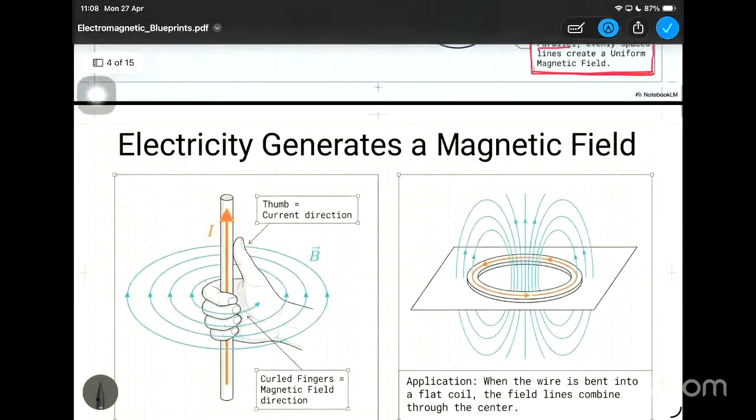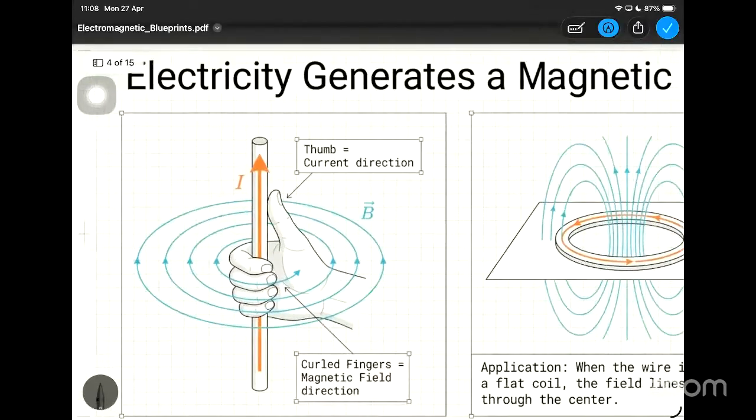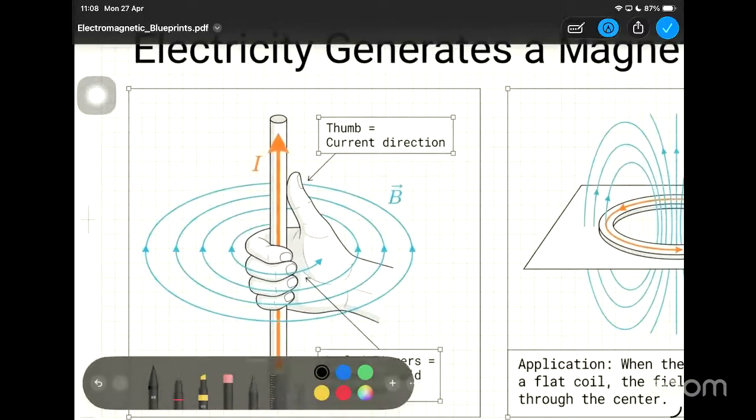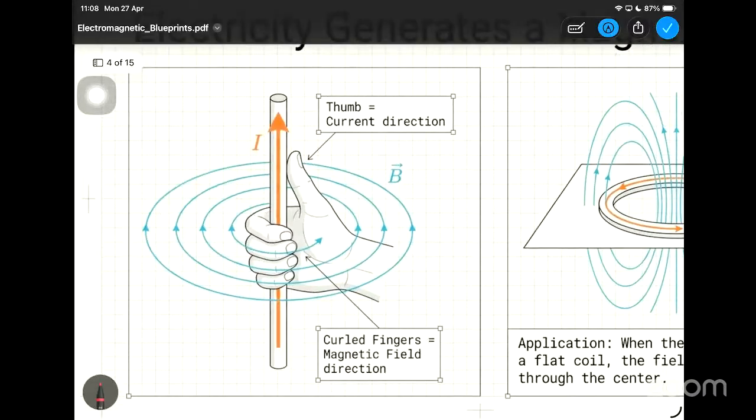And the electricity generation when it comes to a magnetic field. So this is the right-hand swirl rule. Try to remember it. We are using only the current and the direction of the magnetic field, right? The thumb will give you the current direction and the other fingers which are being swirled, the curled fingers, will give you the magnetic field direction, right?